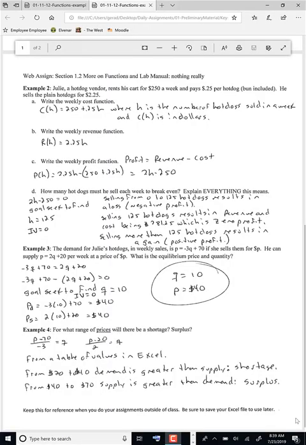This is the second part of the video for examples 2, 3, and 4, as you see on the worksheet here. And this one does not require Excel to figure out this cost function. We're given the fixed rate, $250. We're given the changing rate, $0.25 or 25 cents. And you can see how the equation has been constructed there.